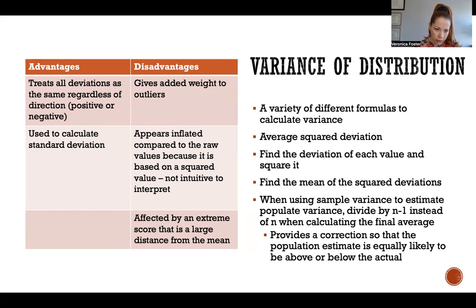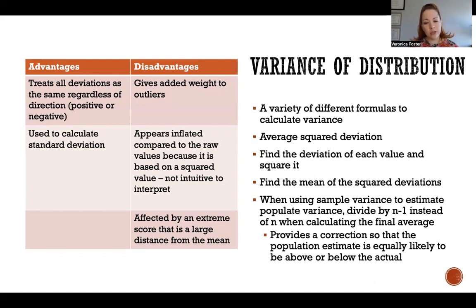So advantages here are that it treats all deviations as the same regardless of the direction of positive or negative. So we're not changing the actual values here. Like in the previous one, we were changing them to absolute values. So we're changing the numbers to make the math work. Here, we're able to use all the deviations as they are, as their true number, and find the true variance here. And then also variance is useful because we use it to calculate standard deviation, which is the most commonly used. And I'll talk about that on the next slide.